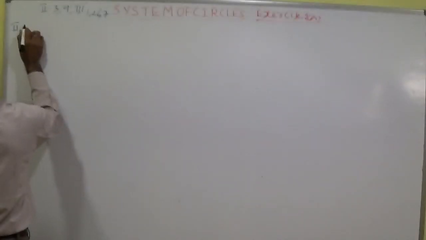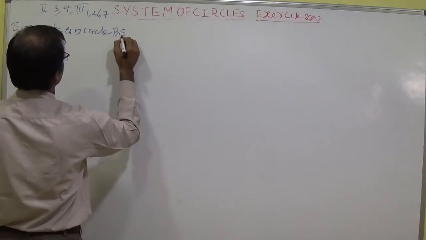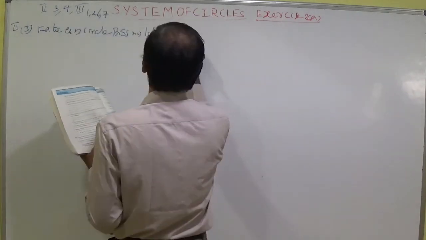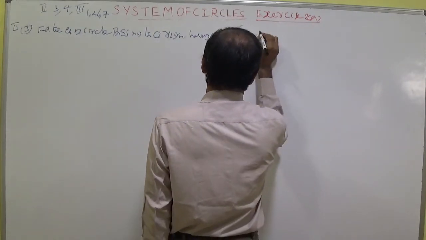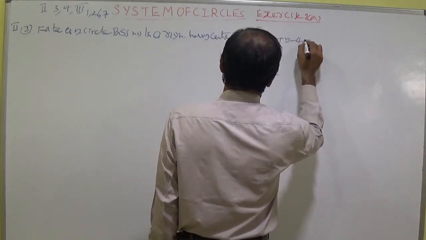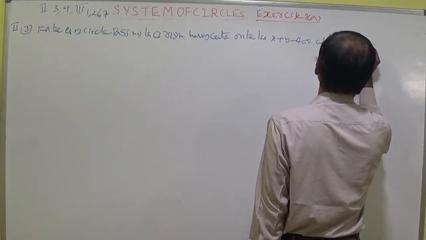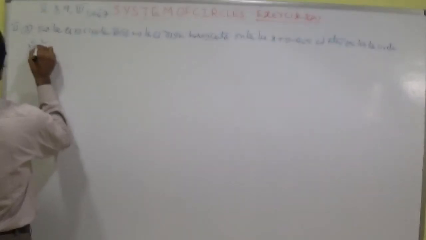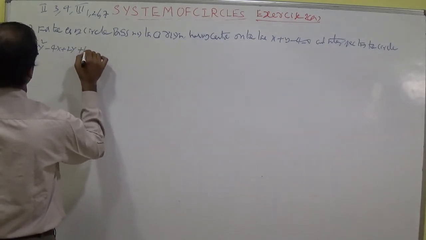Let us discuss Roman number 2, third question, page 88. Find the equation of circle passing through origin, having center on the line x plus y minus 4 equal to 0 and intersecting the circle x square plus y square minus 4x plus 2y plus 4 equal to 0.